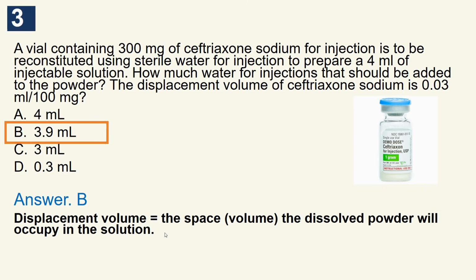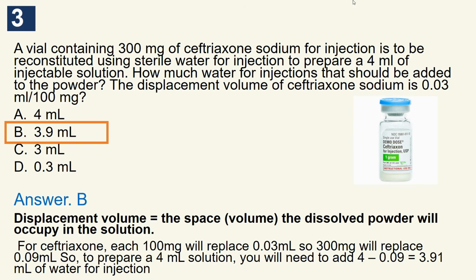The displacement volume means the space that the dissolved powder will occupy in the solution. As per the reference, 100 milligrams of ceftriaxone will displace 0.03 mL. Here we are using 300 milligrams, so 300 milligrams will displace 0.03 times 3, which is 0.09 mL. So the powder occupies 0.09 mL. And 4 mL minus 0.09 mL will give you 3.91 mL of water.